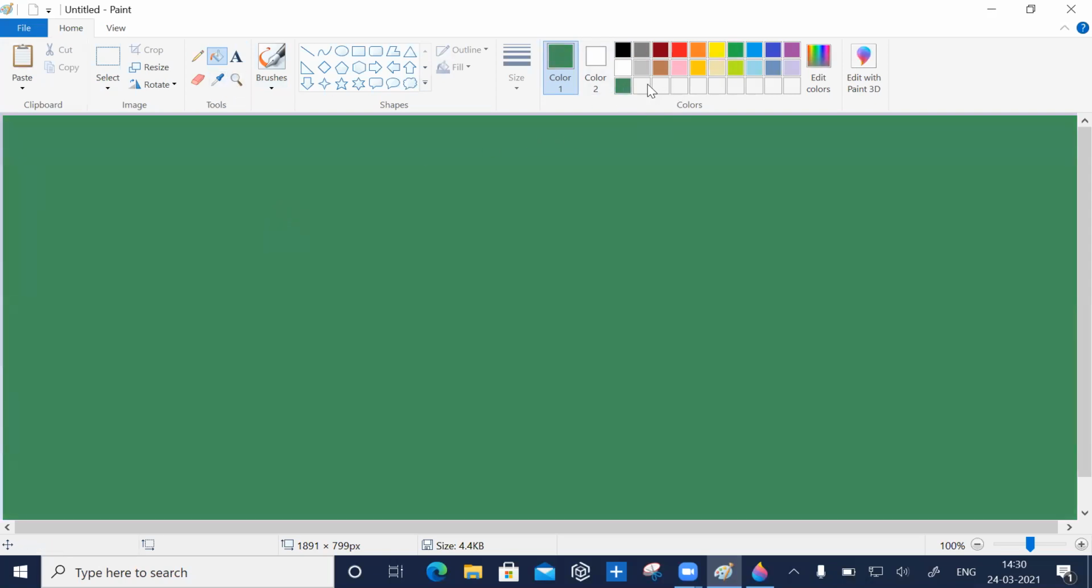Oh my God, this color is also dull. Okay, let's use dull colors sometimes.